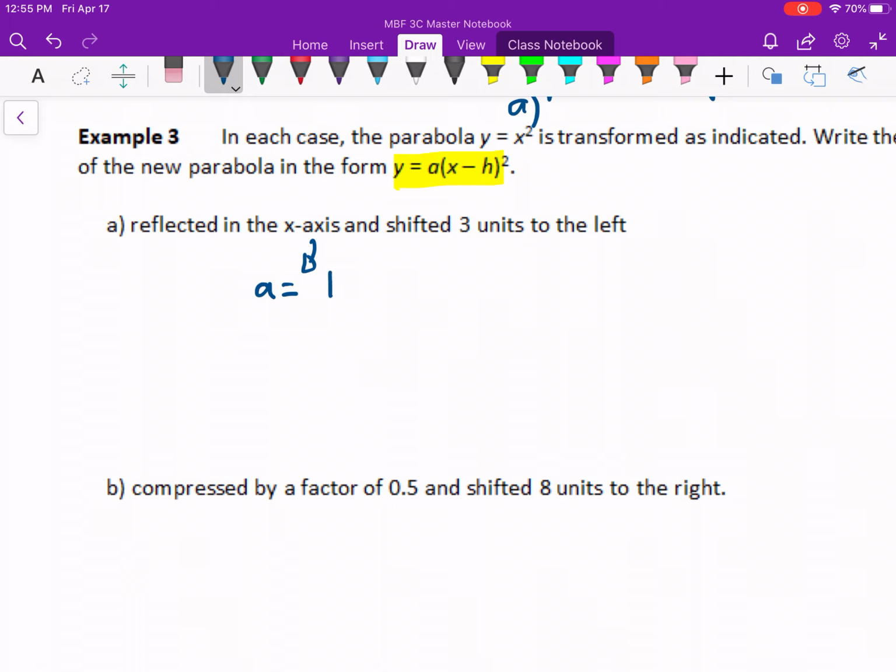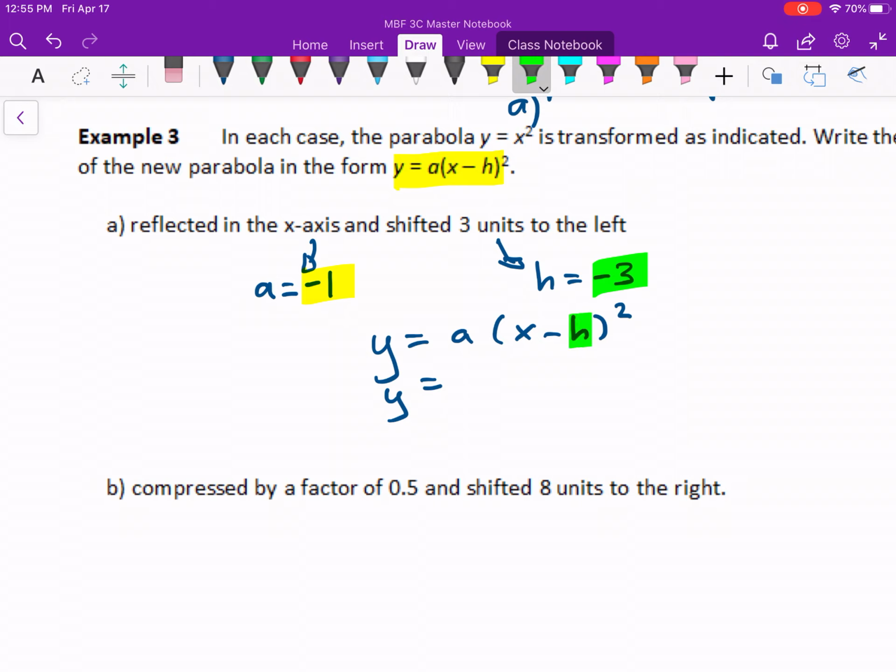That won't stretch it. That'll keep the same shape, but we have to make it a negative 1 to reflect it in the x-axis. And shifting it 3 units to the left, that means that h equals negative 3. But then, when I put it into this equation, when I stick those values in, the h will change signs. What's really happening, oops, that shouldn't be an a there. I should have a negative 1, right?